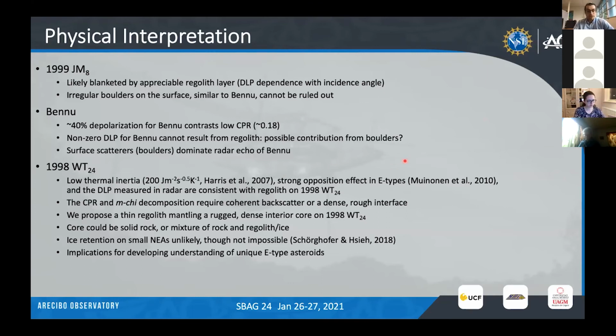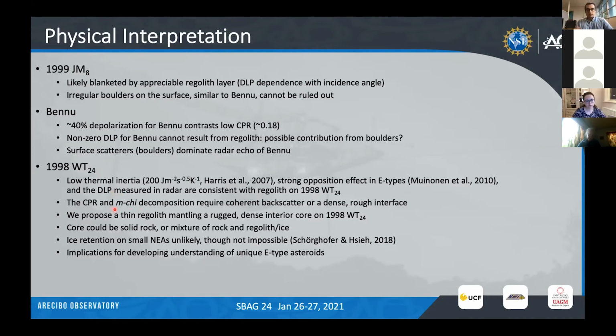WT24 has, in thermal data, a low thermal inertia, as well as a strong optical opposition effect measured for E-type asteroids, which indicate that there could be a regolith on the surface, which is consistent with our measurement of linear polarization in the radar data. However, the CPR and MCHI decomposition require a dense or rough surface to explain that high CPR that was measured.